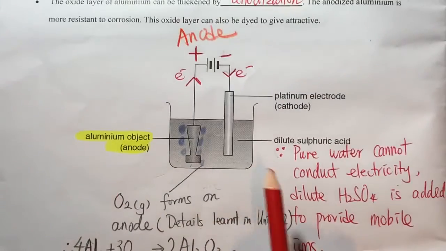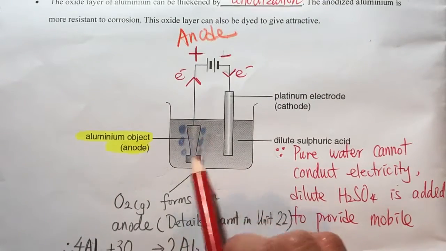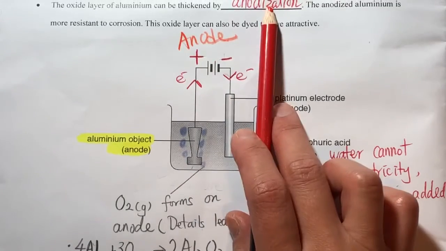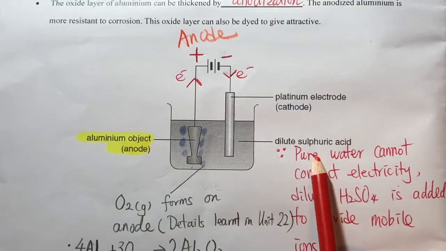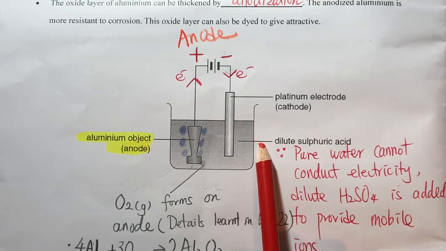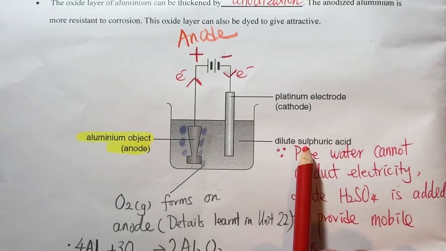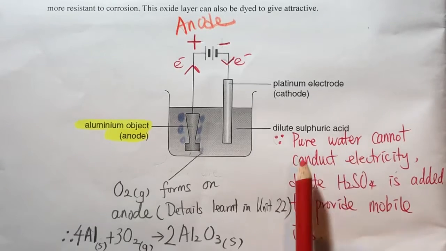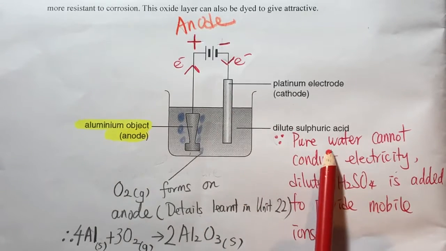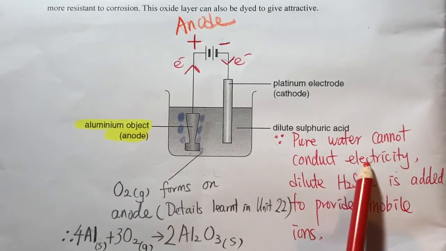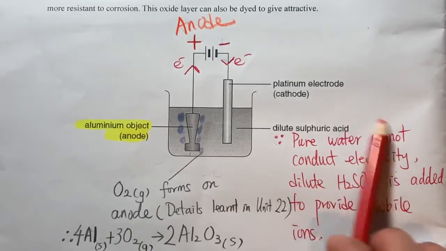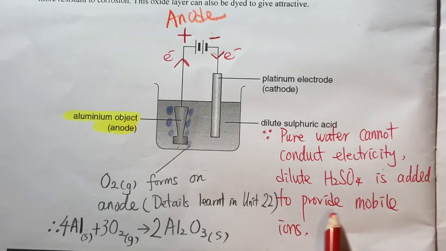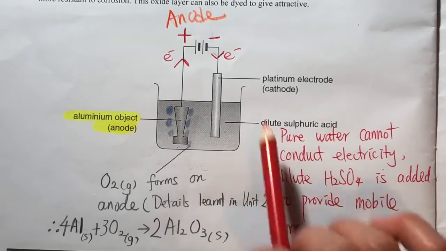So for this setup, you have to know that firstly, the object connected to the positive pole is called the anode. So that's why we call it anodization. The second thing you have to know is about the solution used, which is dilute sulfuric acid. If we put pure water in this container, pure water cannot conduct electricity because of the absence of mobile ions. That's why we use dilute sulfuric acid, to provide some mobile ions and to make it conductive.